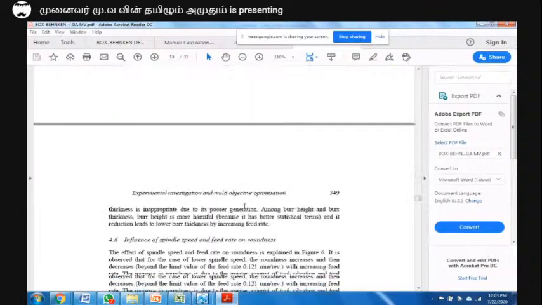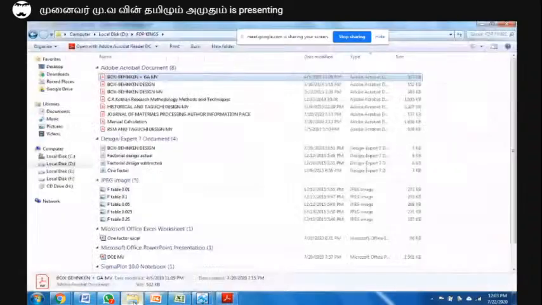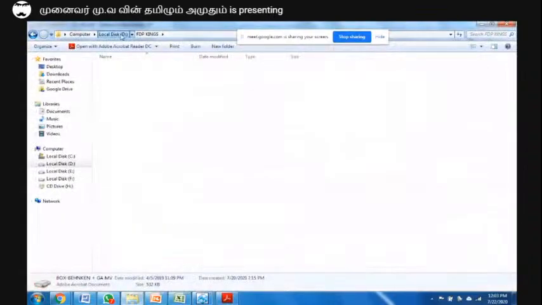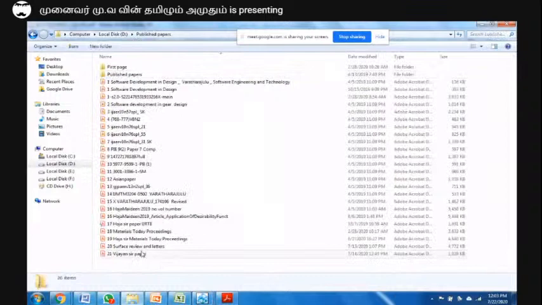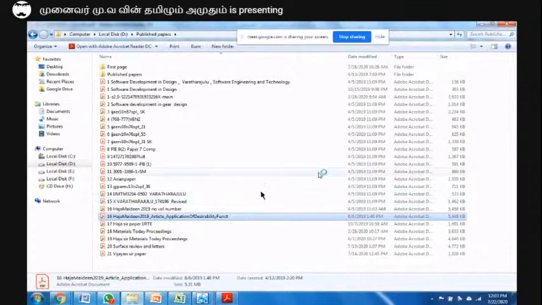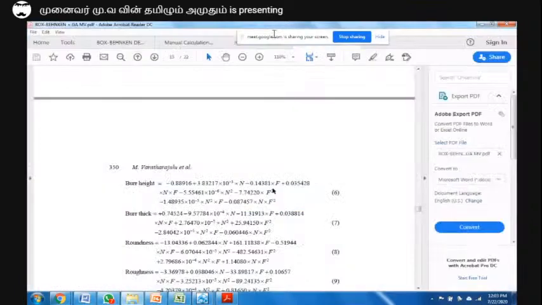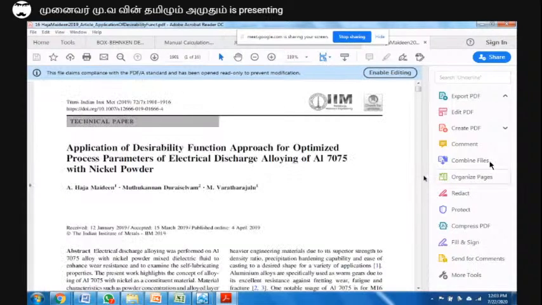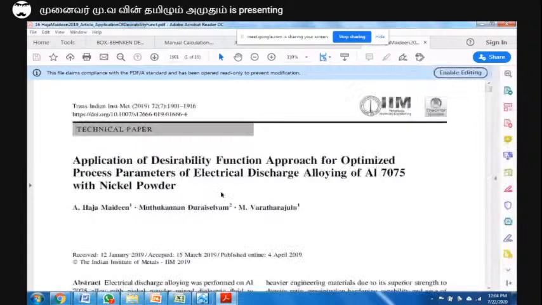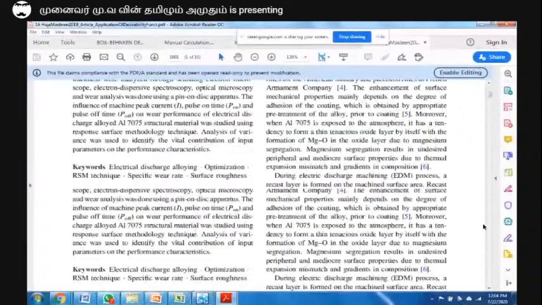The desirability function approach paper I have not circulated. This is the paper, Transactions of the Indian Institute of Metals. The desirability function approach is applied to optimize the machining of AL70 with a nickel program. At the end, you can view the diagrams which we have seen in the software.